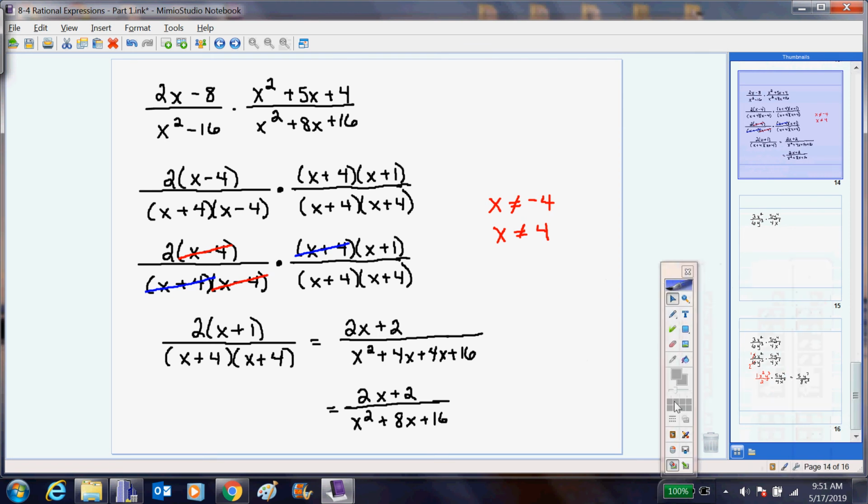And then that's always your last step: what are my restrictions? Your answer, your simplified form is this, but your restrictions are an important part of your final answer to finish it off good. All right, then one more.